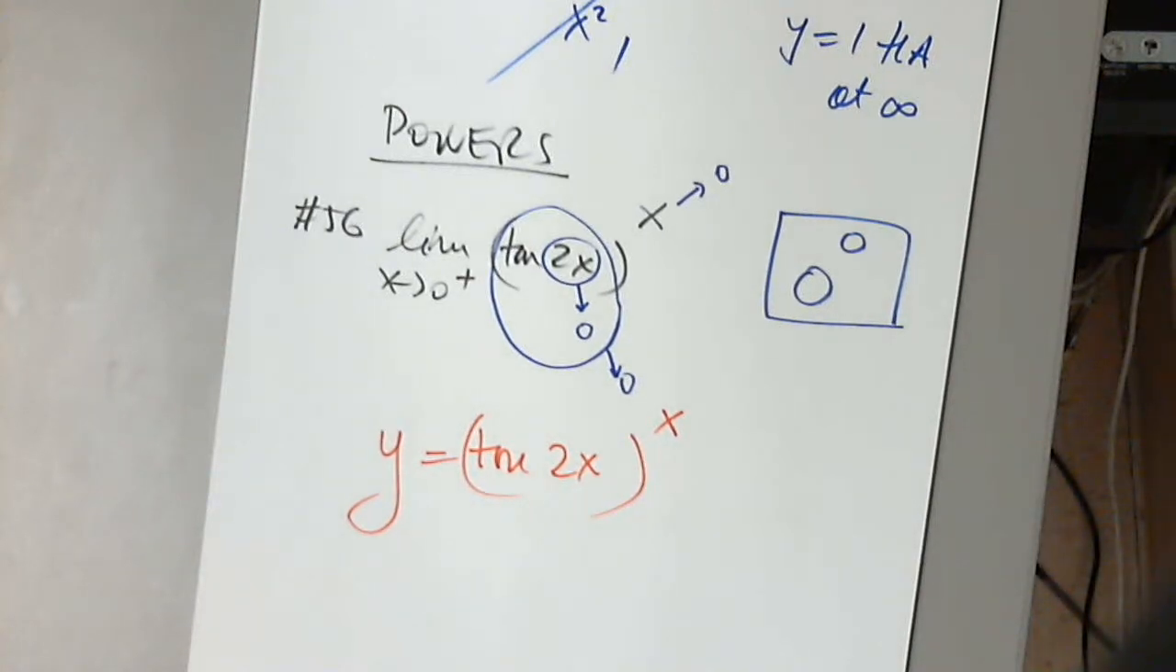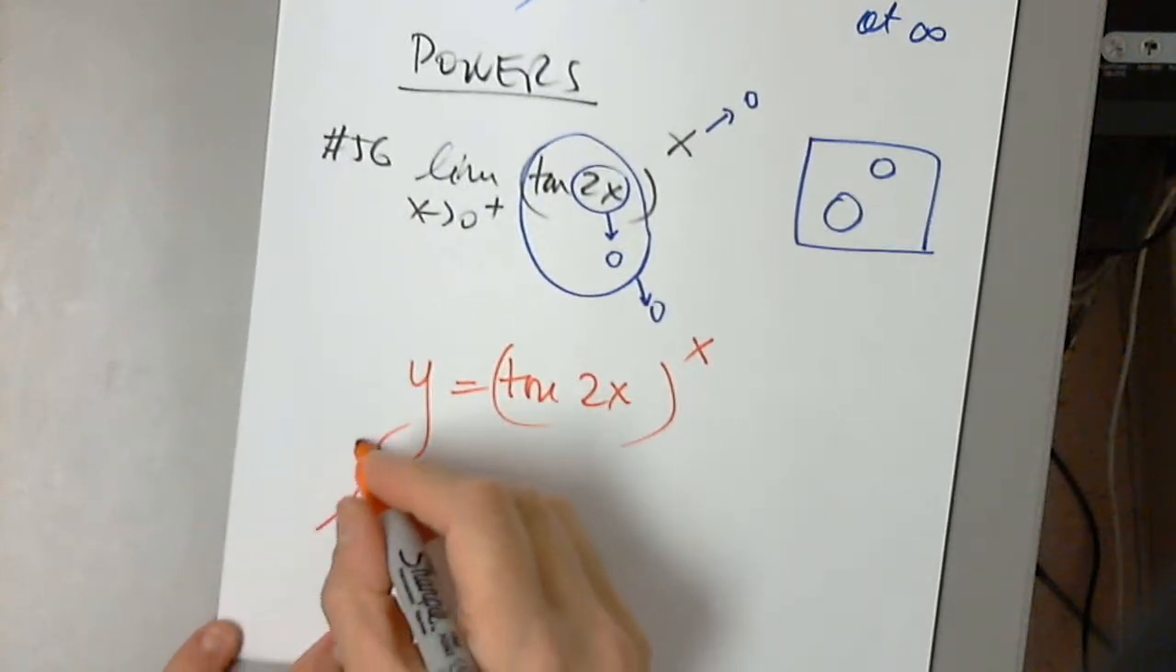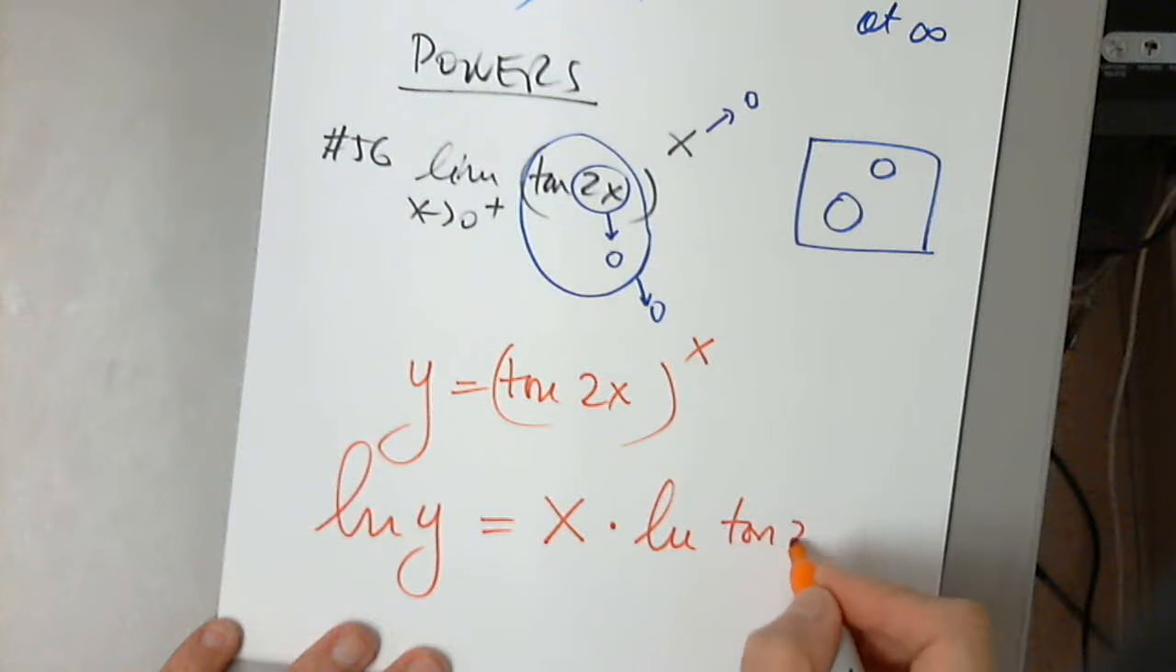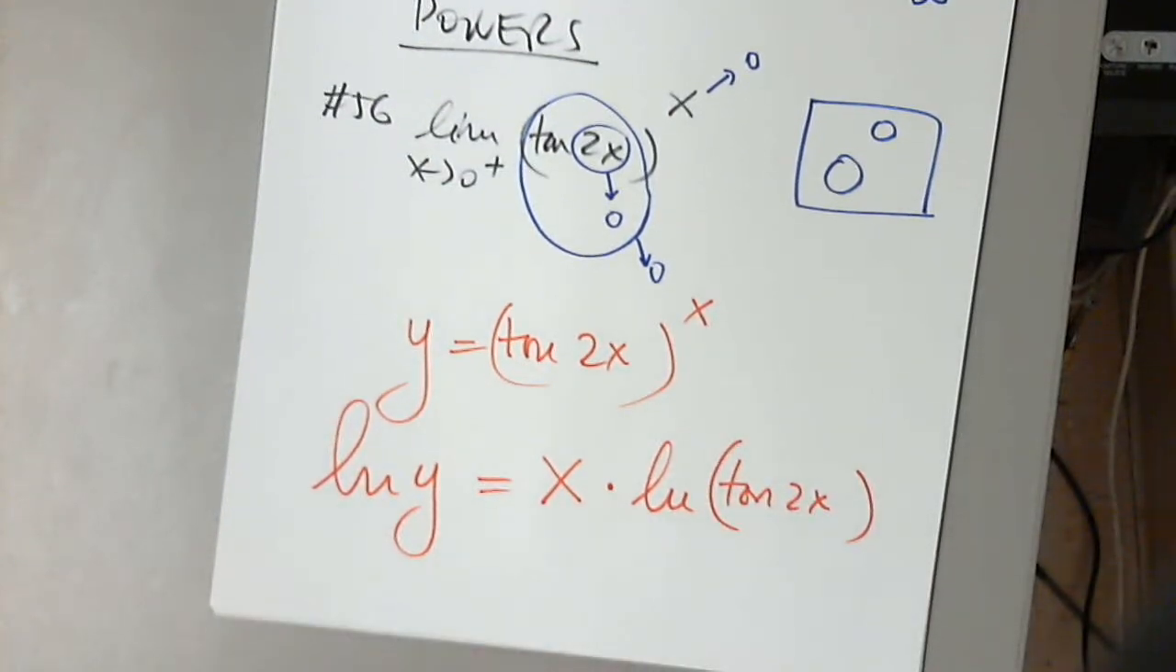and then, again, what do you think we're going to have to do to both sides? Apply natural log. So once we apply natural log, this changes into x times natural log tangent x. Please tell me if you all agree with this. We bring x in front as a power, and then natural log of tangent x. Is that okay?